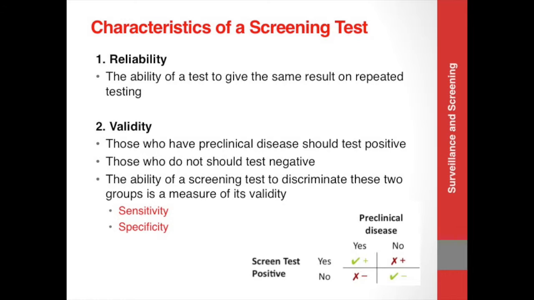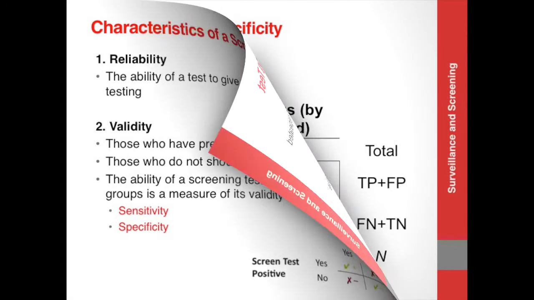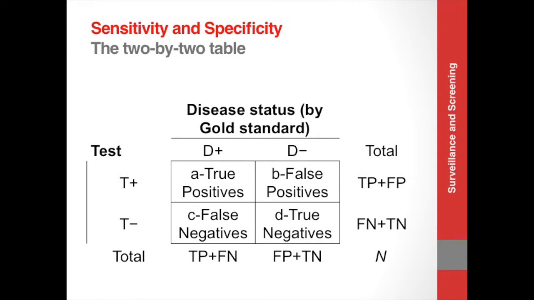Reliability of a screening test is the extent to which the test will give the same result on repeated measurements. Validity means that a test is measuring what it's supposed to measure. Sensitivity and specificity are measures for validity of a screening test. Validity is measured by sensitivity and specificity. These terms, as well as others, are best illustrated using a conventional 2x2 table.